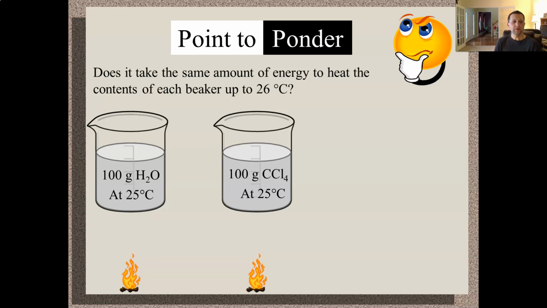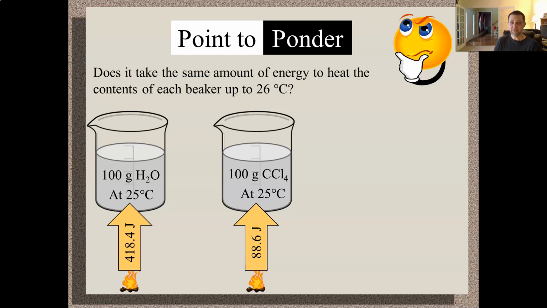Okay. Does it take up the same amount of energy to heat the contents of each beaker by 1 degree Celsius? So the beaker on the left is water, and I have 100 grams of that. So let's see what it takes to heat that up from 25 to 26 Celsius. It takes 418.4 joules of energy. And if you look at the beaker on the right, we have 100 grams of CCl4. To heat that up by 1 degree Celsius, you have 88.6 joules.